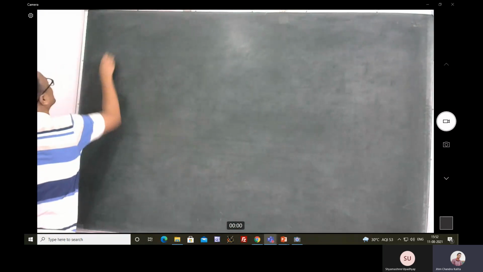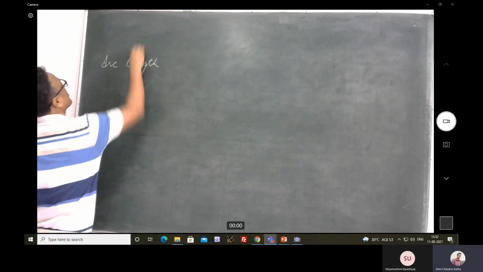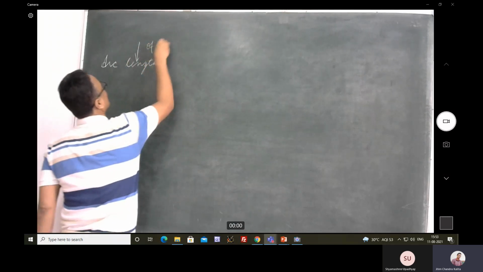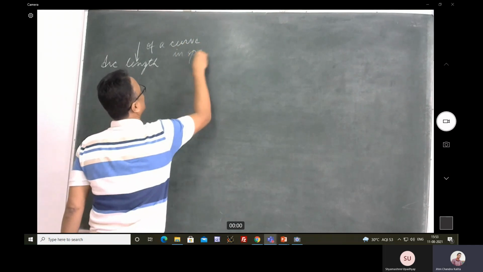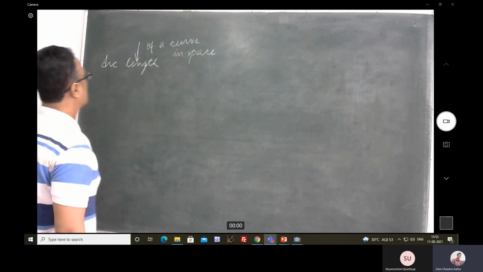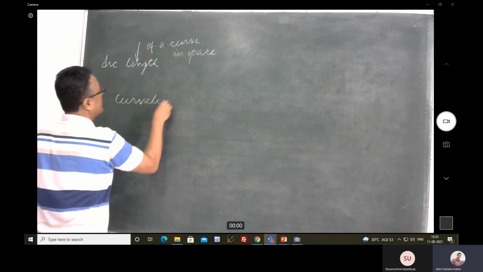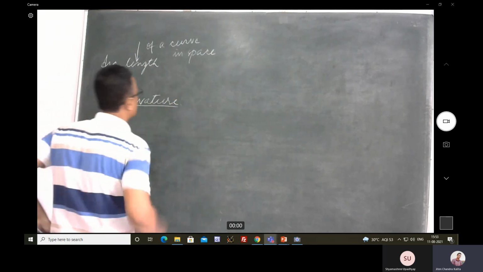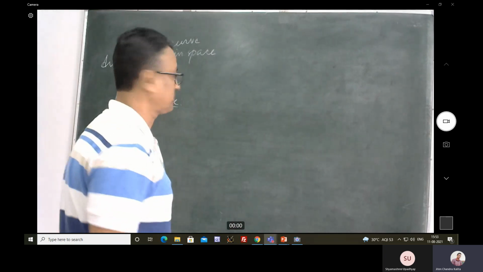Yes, sorry. Okay. So, in my last class, if you recall, I did arc length, and before that, I did length of a curve in space. So we have already derived the formula for all those. What we are going to do now is move to the concept of curvature. So what is curvature?